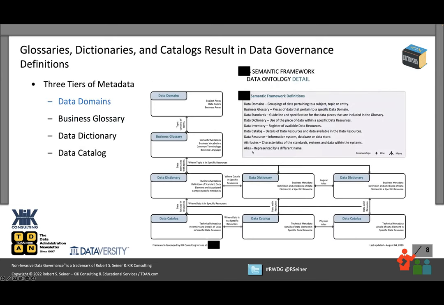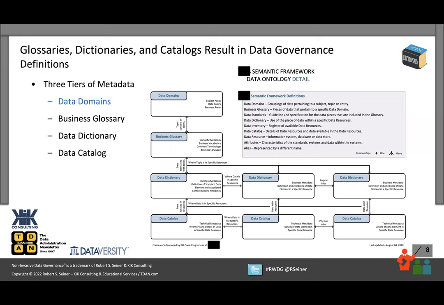So here's the diagram that I wanted to share with you as to how these things fit together. And what I'm finding is there's actually even a fourth level that a lot of organizations are adding to this mix. And that fourth level is the data domains, the subject areas, the data topics, or the business areas. And then there's the glossary, which houses the semantic level, and the dictionary that houses the metadata specific to the list of data elements within a specific resource. And then there's the catalog, which captures a lot of this information.